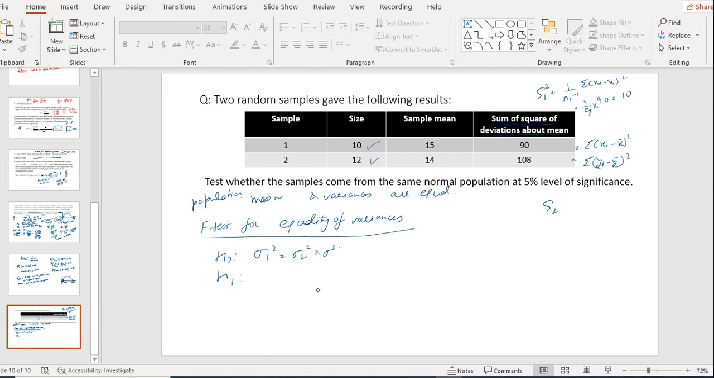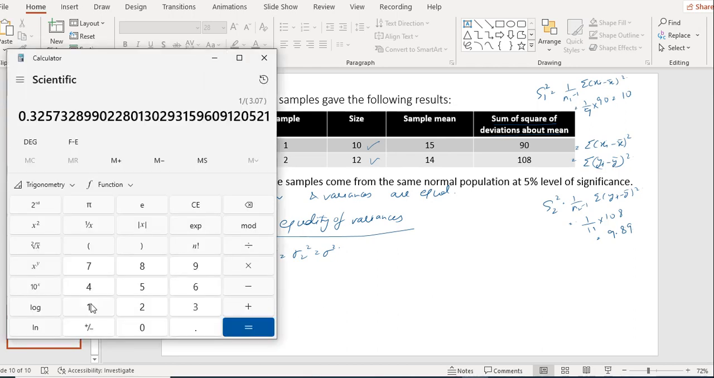And what about S2 square? This is 1 upon n2 minus 1 times summation yi minus y bar square. So its value is 1 upon 11 into 108. So its approximate value is 9.89. Let me check: 108 divided by 11.